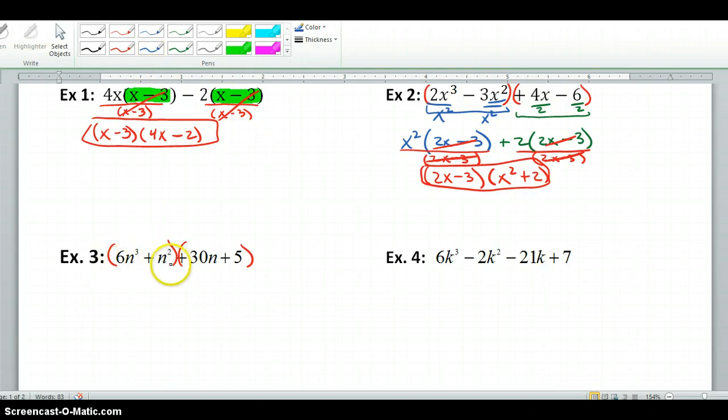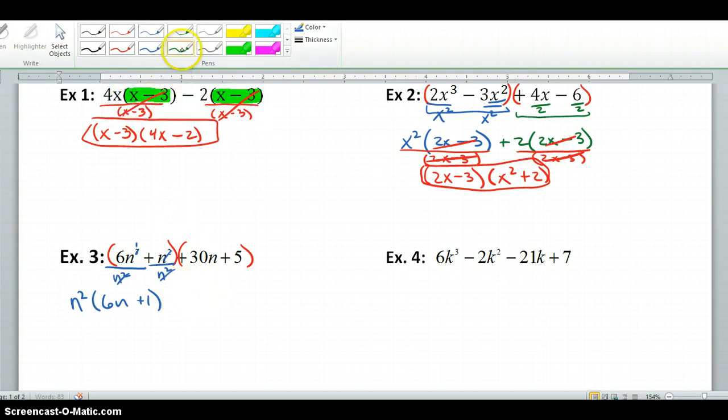Now the greatest common factor here is going to be n squared. So I'm going to pull out the n squared, and when I divide each of these terms by n squared, the leftovers would go in parentheses. Here I would have 6n left over. Here, n squared divided by n squared, anything divided by itself is 1.